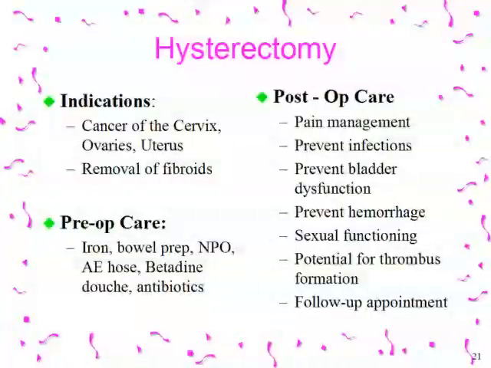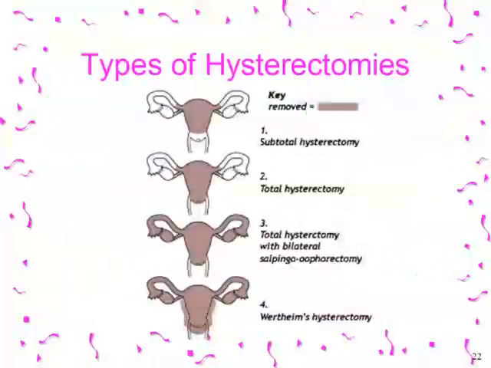And just to let you know how prevalent it is, about 600,000 hysterectomies are done each year in the United States. This particular slide looks at different types of hysterectomies that are performed, and the type the woman is going to have is going to depend on the cause for the hysterectomy, the extent of the problem, and all those types of things.